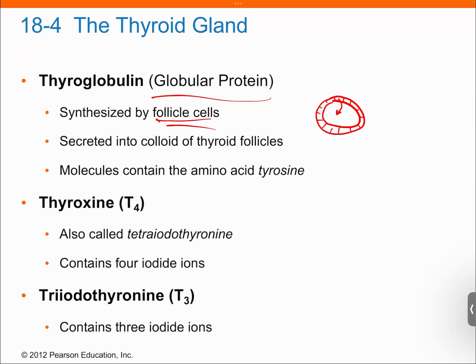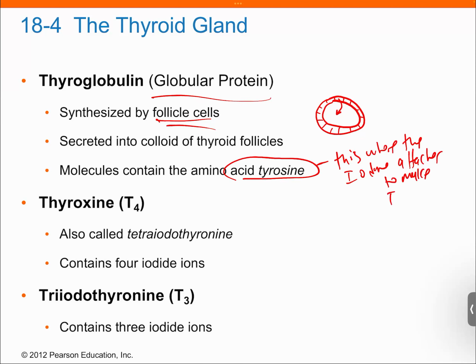And the important thing about thyroglobulin is it basically provides a source of tyrosines. Now, the reason why tyrosines are important is because this is basically where the iodine attaches to make your thyroid hormones, T3 and T4.